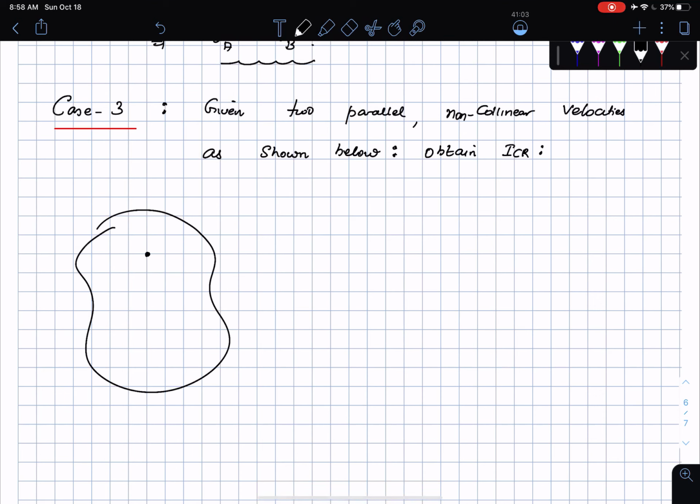So let's say that this is point A, and then this is point B. They're lying one below the other. This is one velocity, and let's say this is another velocity. So this is the velocity of A, the velocity of B. If I join the two points A and B, then they're lying one below the other. So A and B are coincident.